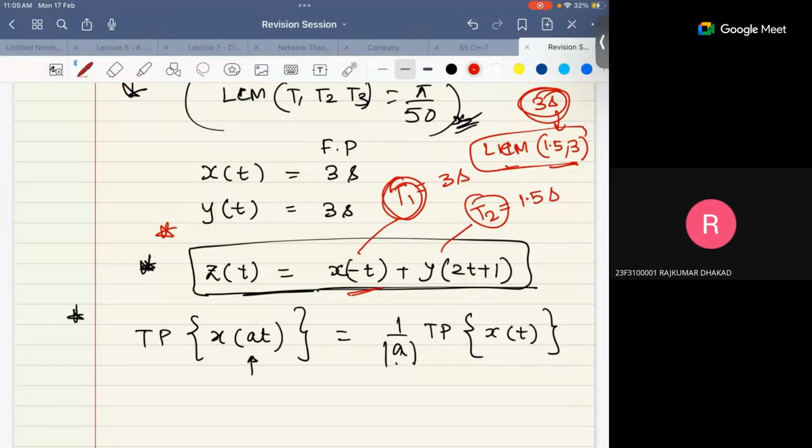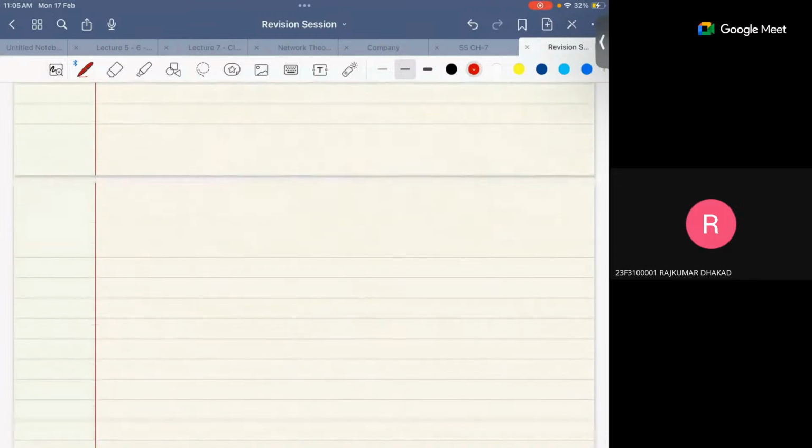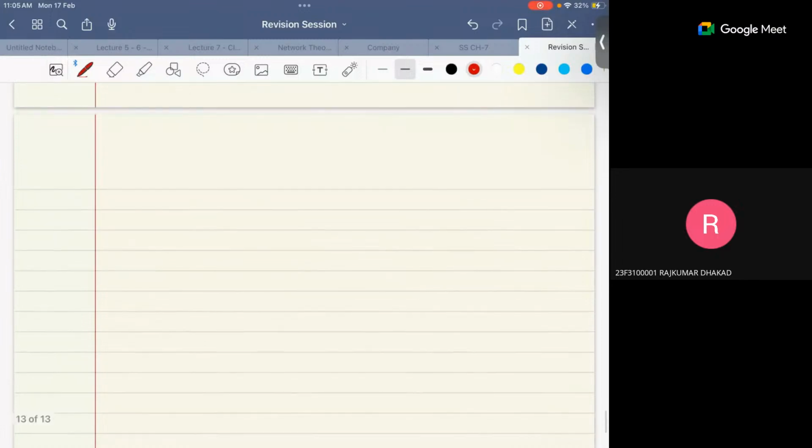Okay. So now the next part you must be knowing is the energy and power signal. That is the remaining portion. How do you calculate the energy of any signal? And how do you know whether the given signal is an energy signal?